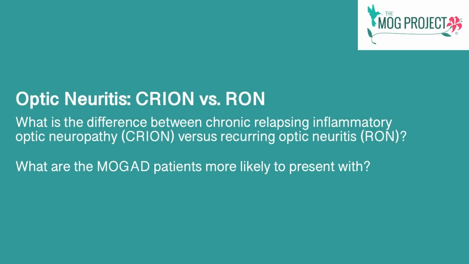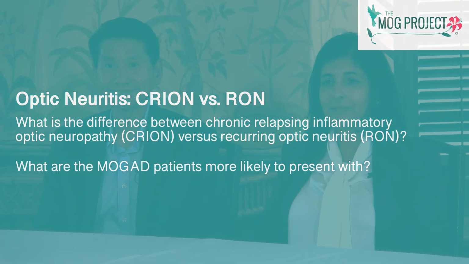What is the difference between CRION versus recurring optic neuritis? What are the MOGAD patients more likely to present with? That's a very good question. So CRION stands for chronic relapsing inflammatory optic neuropathy.